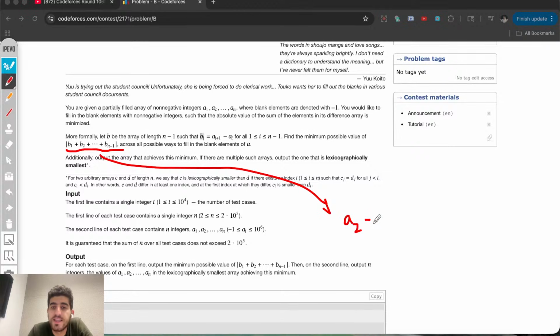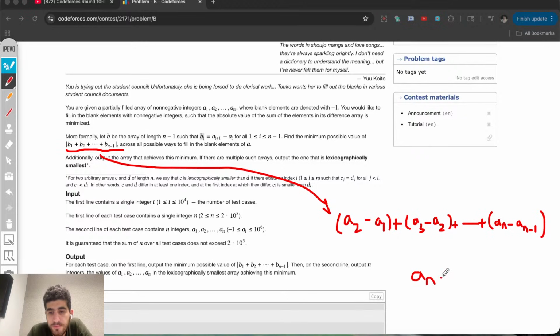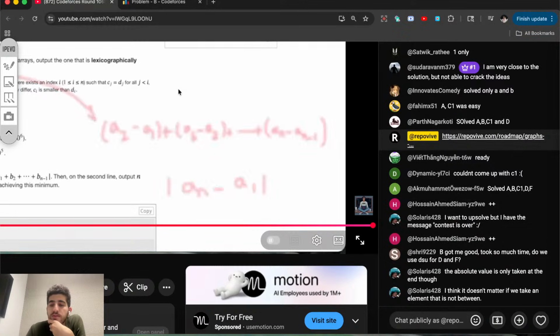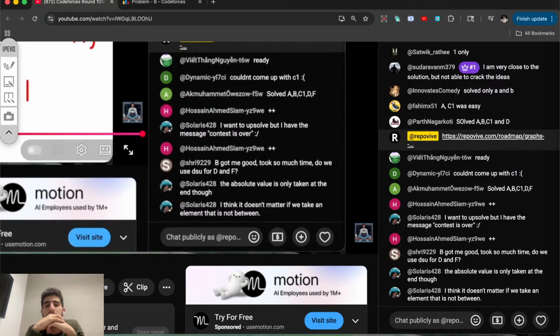These, you can see that they can cancel each other very clearly. b1 is a2 minus a1. b2 is a3 minus a2. And so on. So do you agree that at the end, if we take the absolute value, these values all cancel each other and we will be left with the absolute value of an minus a1? Do you agree with this? Yeah, I get it.